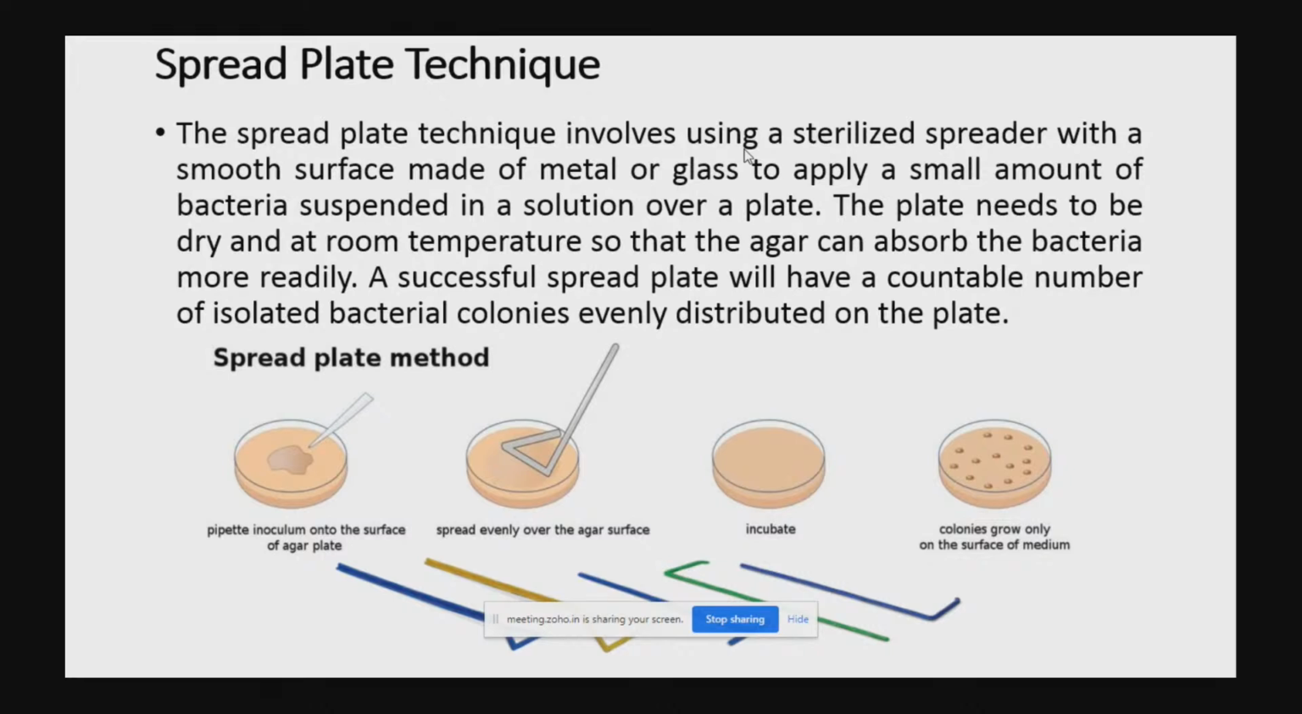So in this technique, how do we proceed? Viewing this diagram, we take the agar media in 90 mm Petri plates. After that, we inoculate the cultures using an L spreader or triangle spreader. We evenly spread the suspension on the agar media. We give it some contact time. After that, we incubate it, and after a certain time of incubation, we observe the growth of colonies.